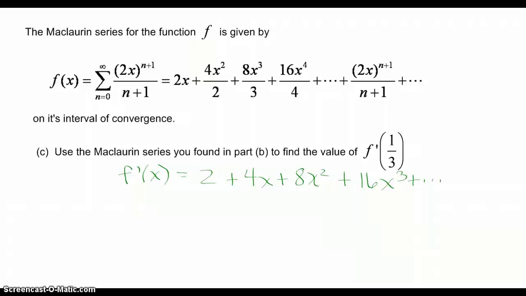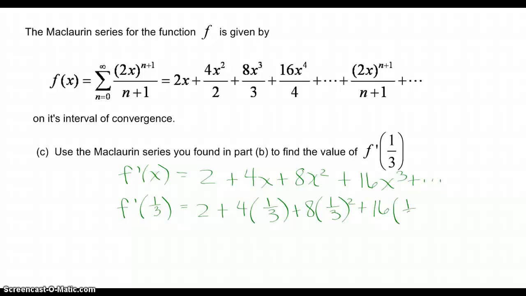So there's f prime of x. They want me to use this infinite series to find the value of the function at 1/3. So everywhere that there is an x, I'm going to write a 1/3. Here's the problem. I've always said, hey, all you ever have to do is just plug in a number. If you get numbers, you're done.